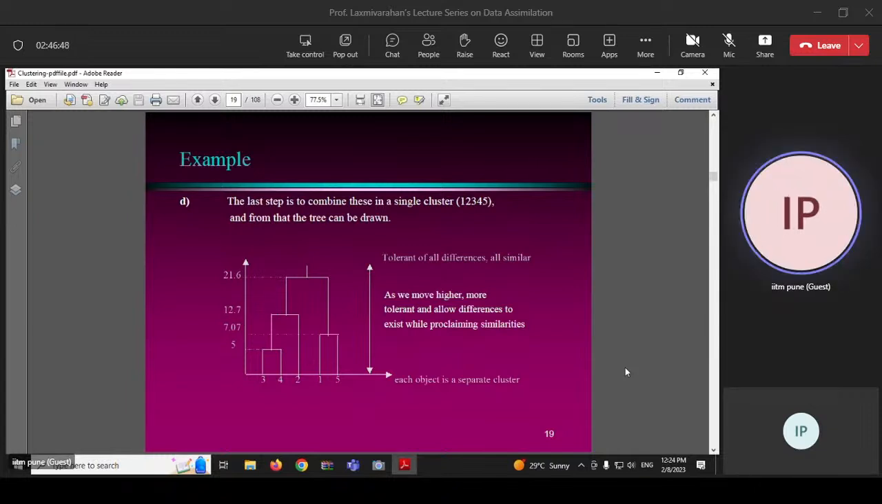Any questions? Any other question? One similarity is that our human brain also works in that way. Whatever we are doing here in mathematics, that is actually what the human brain does.